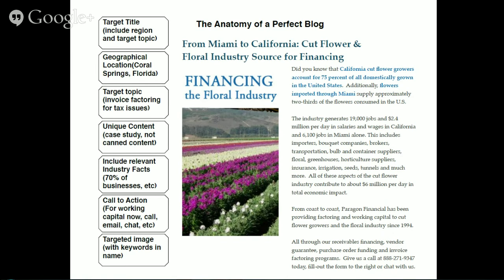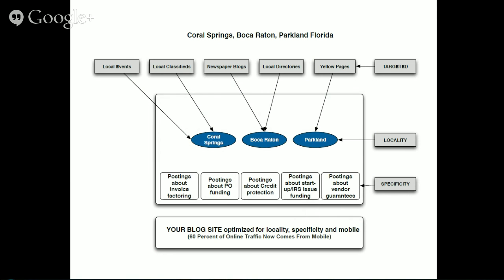Flip back over here. Something else that's really new and really important. It's May 1st now, so this past April, Google did a big switch with the way that they're going to rank sites in terms of mobile. I don't know if everyone knows this, but 60% of online traffic now comes from mobile. So it's a big deal. So we have to make sure that your blog is mobile friendly.